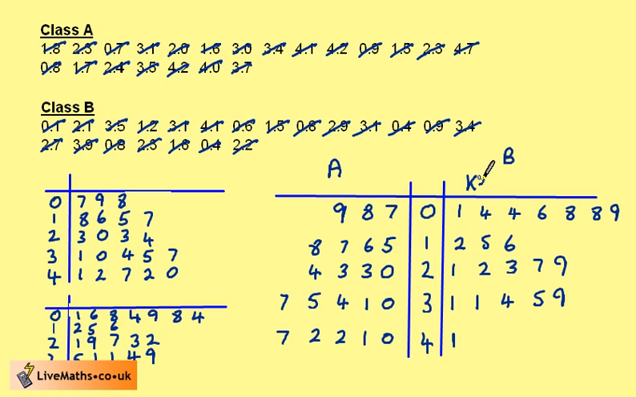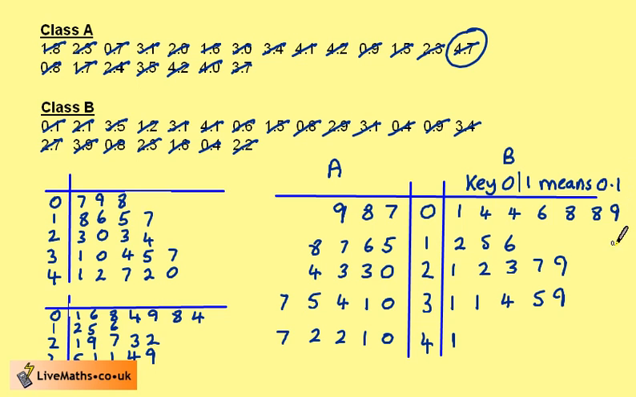As usual with a stem and leaf, the key is very important. This number is 4.7, so 0, 1 is going to mean 0.1.